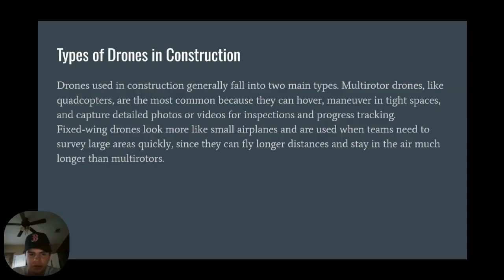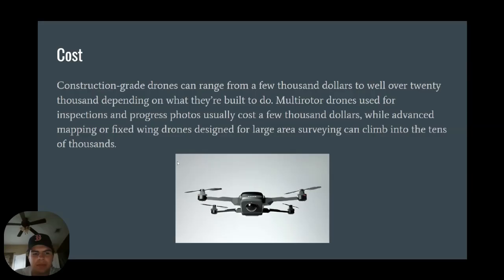The different types of drones in construction. Drones used in construction generally fall under 2 main types. Multi-rotor drones, like quadcopters, are most commonly used because they can hover, maneuver in tight spaces, and capture detailed photos or videos for inspections and progress tracking. Fixed-wing drones look like small airplanes and are used when teams need to survey large areas quickly. They can fly longer distances and stay in the air much longer than multi-rotors.